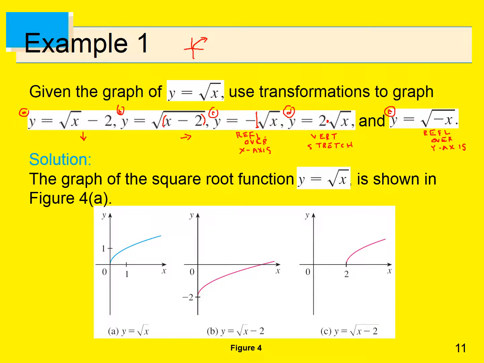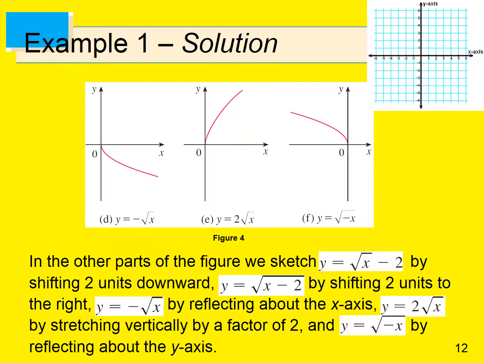Okay, so there's your parent, the blue graph, and then we have part A, which is the downward shift by 2 units that we were talking about. Yes, the point 0, -2 is on that graph. And then the replacement of x with x minus 2 means that right shift that we were talking about. And okay, so we looked at this one, which was a downward shift 2 units of the parent.